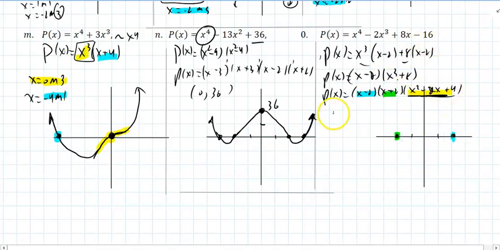Well, I have an intercept at negative 16, and this behaves like x to the 4th. Multiplicity on each of them is a 1, so I cross straight and straight. And this, as if it doesn't contribute anything to the graph.